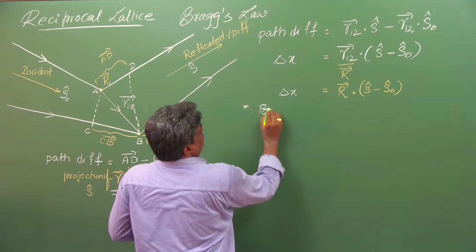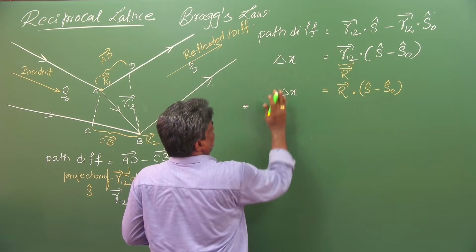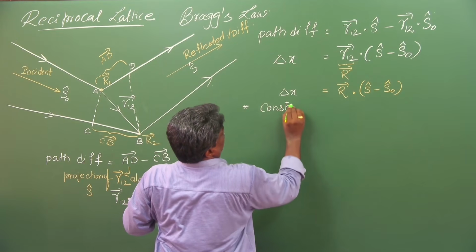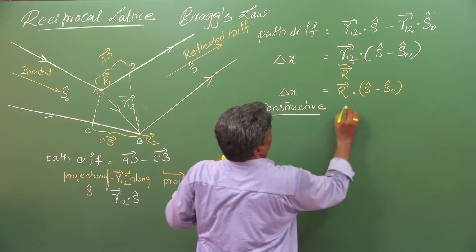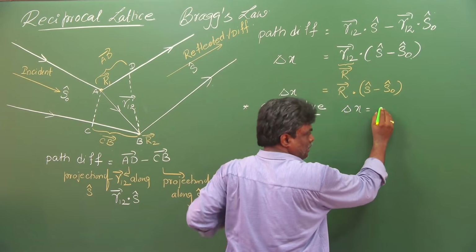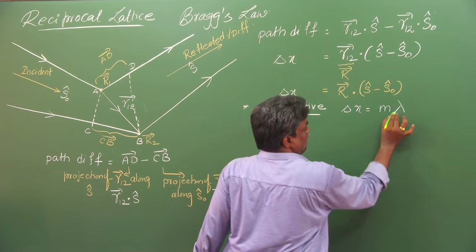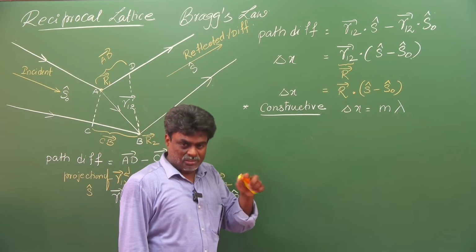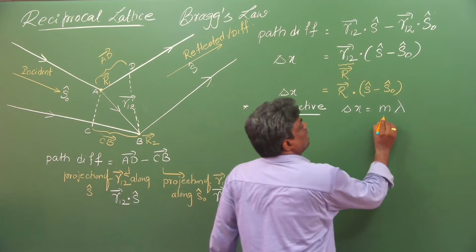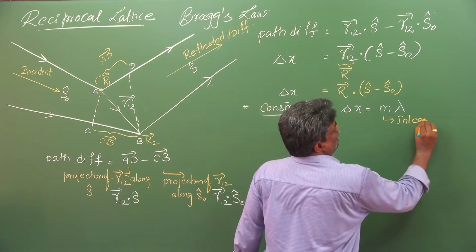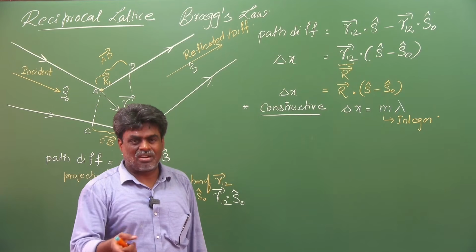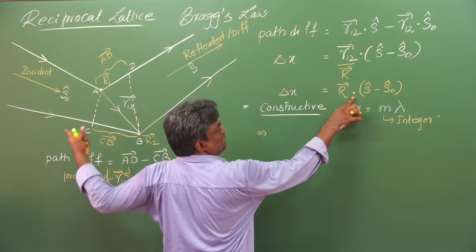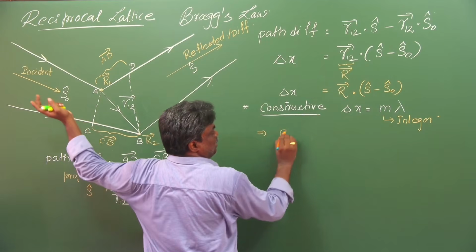So according to Bragg's law, for constructive interference, I hope everybody knows, delta x is equal to m lambda. I am not taking n because we will write n1, n2, n3 and you may get confused, that is why I have taken m. Where m is an integer: first order, second order, third order. So finally, delta x I got from this diagram. This is the condition for constructive interference.